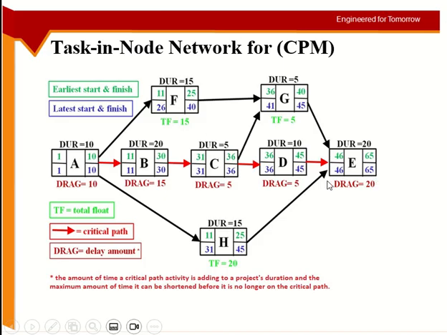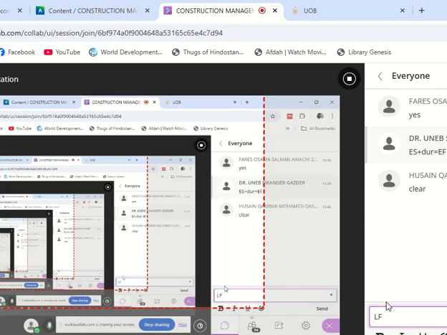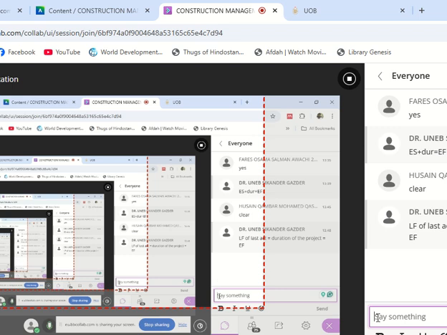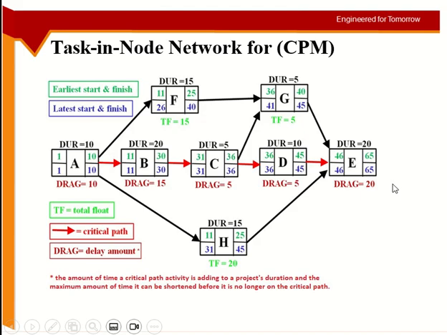Now I'll do the reverse. The late finish of the last activity equals the duration of the project, which you got from the early finish of the same activity. Then you start subtracting to get the late start time. So late start equals late finish minus duration. So we are doing the reverse now. 65 minus 20, 46. So 46 is here. Again, you have to count 46 as well.